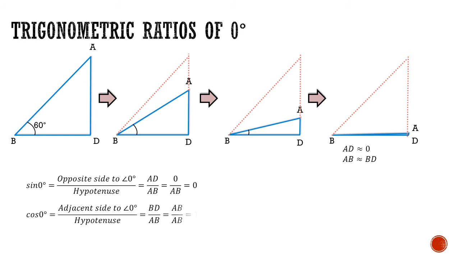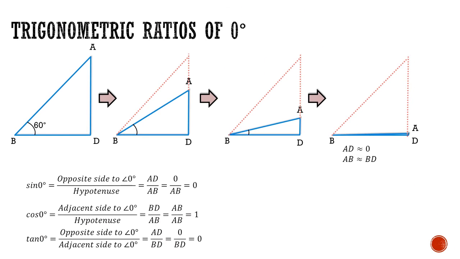For cos 0, the value will be equal to 1. Why? Because of the same fact: adjacent side divided by hypotenuse, and in this case your adjacent side, that was BD, is equal to AB, that is the hypotenuse. That means your cos of 0 degrees will be equal to 1. And similarly, tan 0 will be equal to opposite divided by adjacent, but opposite is 0 because AD is now gone. That means your tan 0 will be equal to 0.